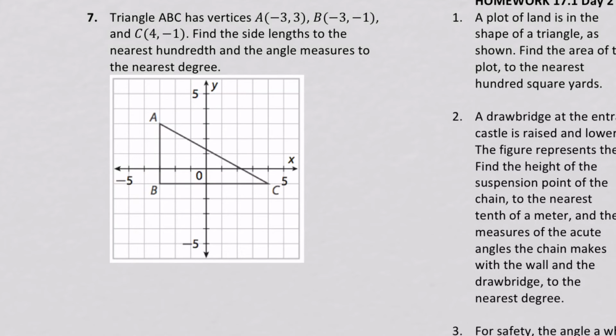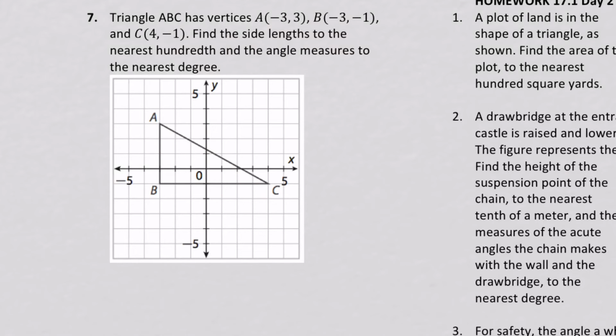Okay, so the last two problems, 7 and 8. I'll do 7, you guys will do 8, okay? So here we go, number 7. Triangle ABC has vertices A, which is negative 3, 3. It's right here, negative 3, 3. B, negative 3, negative 1, right here. C, 4, negative 1, right here. Find the side lengths to the nearest hundredth and the angle measures to the nearest degree. So what are the lengths of the sides is the question, and what are the angle measures as well.